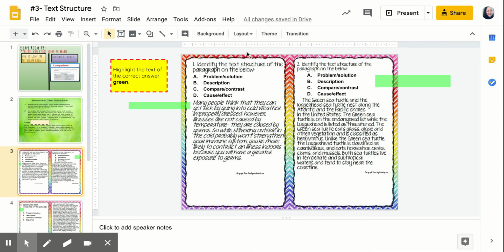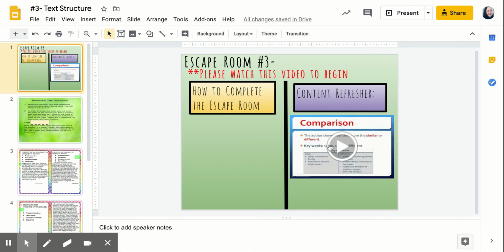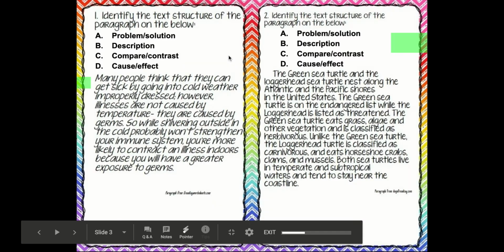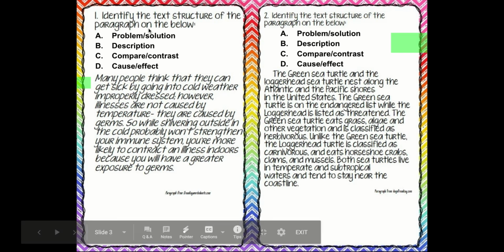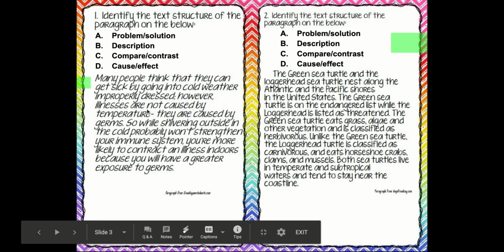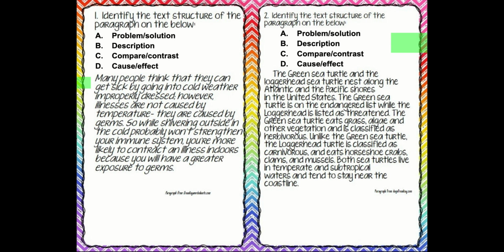So when we go over text structures, we know that they're informational text structures, and that's why I have this video here for you to review, so go and watch it. But I'll do the first example with you. So it says, identify the text structure of the paragraph below. Now it gives us answer choices. A, problem and solution. B, description. C, compare and contrast. Or D, cause and effect. We can't answer that until we read this paragraph, though. So I'll read it for you guys. I'll give you this answer, and then you'll be able to do the rest.